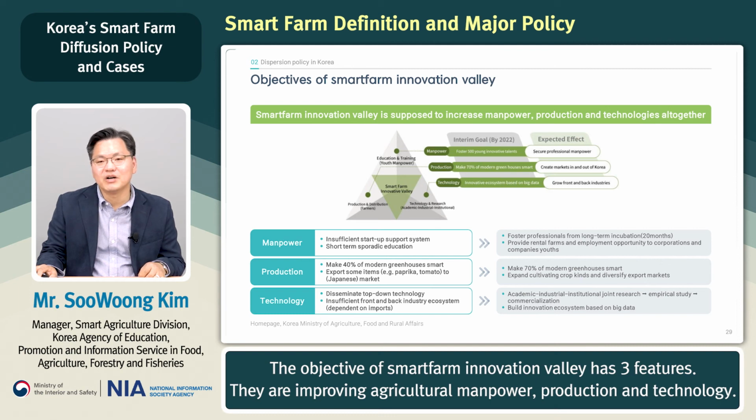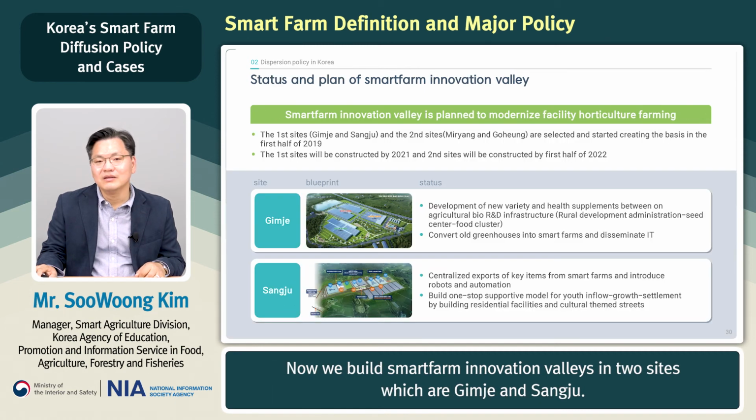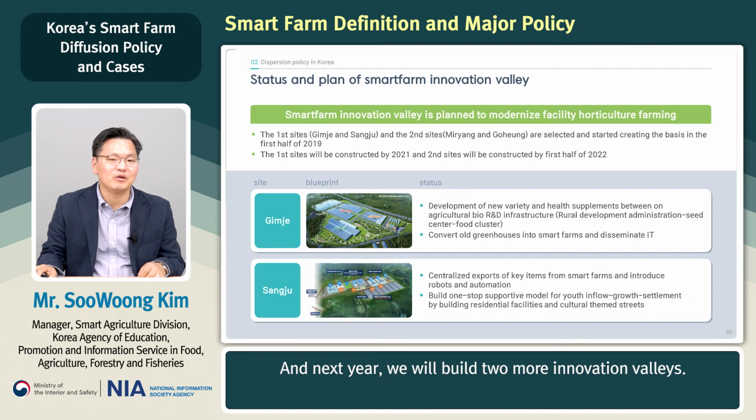The objective of Smart Farm Innovation Valley has 3 features. They are improving agricultural manpower, production, and technology. Now, we are building Smart Farm Innovation Valley at 2 sites, which are Kimje and Sangju. And next year, we will build 2 more innovation valleys.